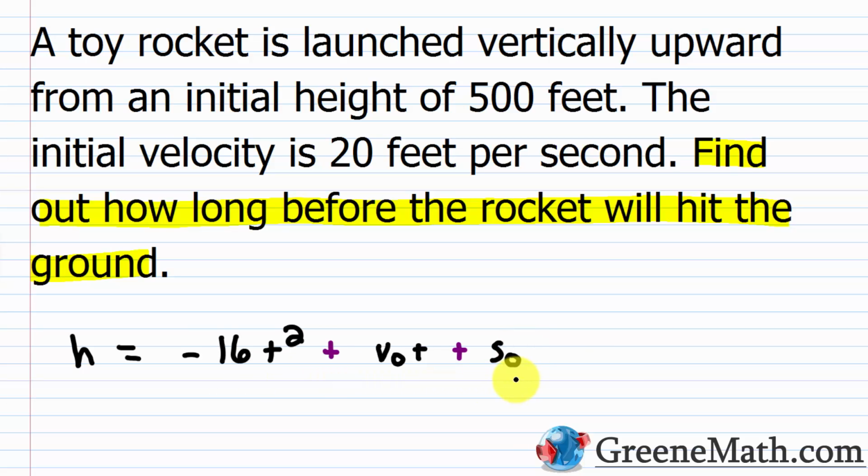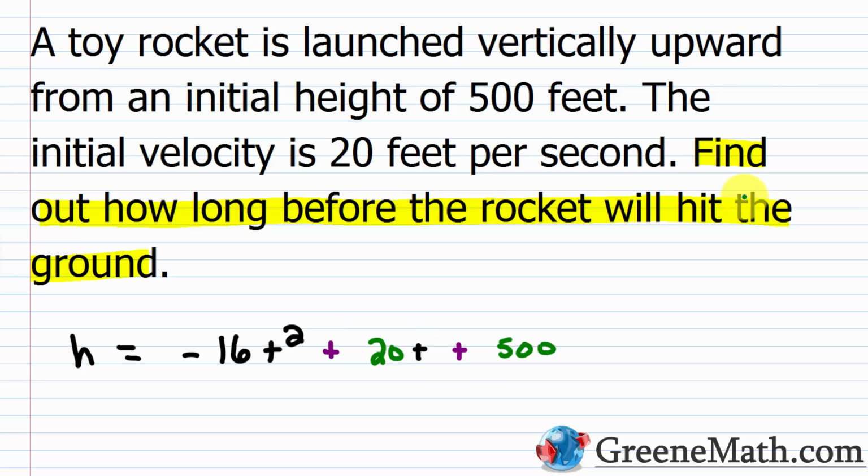Okay, so this is the formula that you're working with. Now, we can plug in a lot of information here. It says that the initial height is 500 feet. S sub 0 is your initial height, so you can just go ahead and erase this and put 500 there. And then it says the initial velocity is 20 feet per second. So that's this v sub 0 here. I'll erase that and put a 20 there, okay? So now we have two variables involved: h and t.